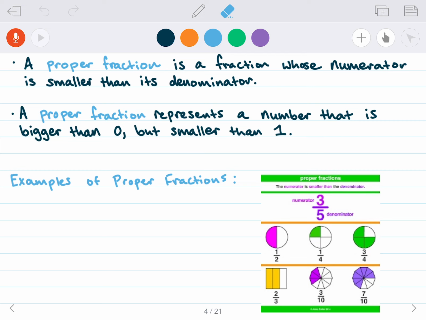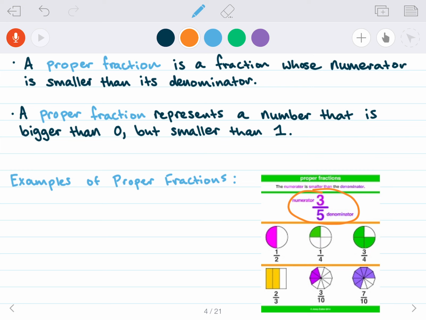So a proper fraction, by definition, is a fraction whose numerator, so the top, is smaller than the denominator, the bottom. And what a proper fraction represents is a number that is bigger than 0 but smaller than 1. So some examples of proper fractions. The first example is just the fraction listed, 3/5. And we know it's proper because the numerator 3 is smaller than the denominator 5.